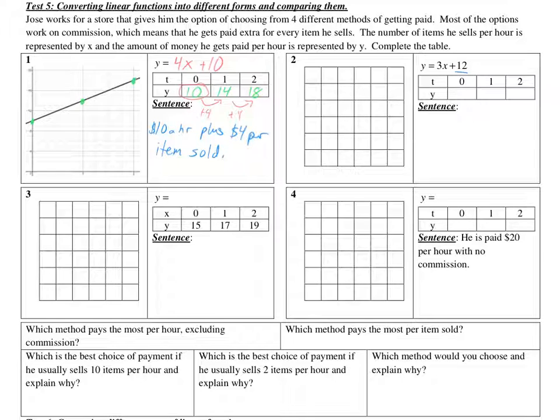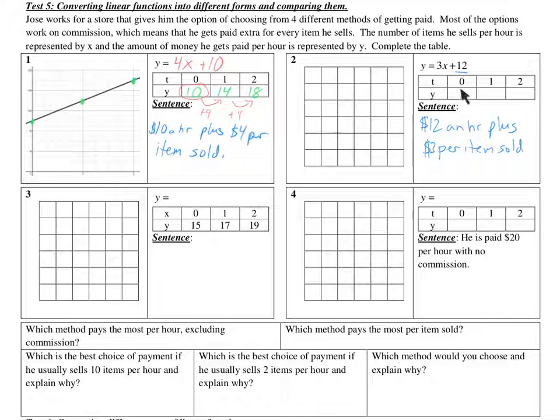What does this 12 represent? He's getting $12 an hour, correct? Yes. Plus, how much does he get per item? $3 per item sold. Can you kind of follow what that says? It's saying he starts at $12 an hour, but he gets $3 per item sold. Okay, that helps us give a context to what's happening here.